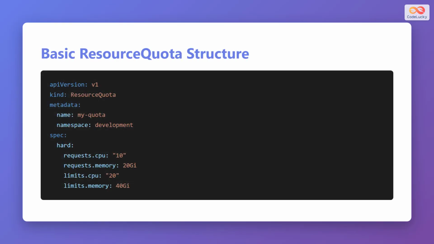A resource quota is defined using a standard Kubernetes YAML manifest. The API version is v1 and the kind is ResourceQuota. In the metadata section, you specify a name for your quota and the namespace where it should be applied. The spec section contains a hard field, which is where you define the actual limits. For compute resources, you can set limits for requests.cpu, requests.memory, limits.cpu, and limits.memory. Requests represent the minimum guaranteed resources, while limits represent the maximum resources a workload can use.